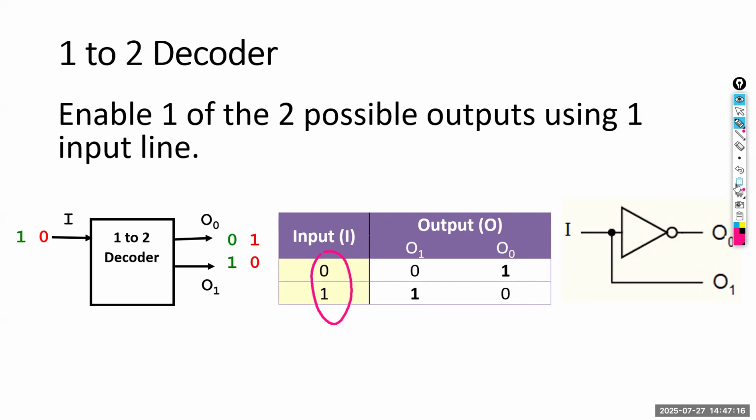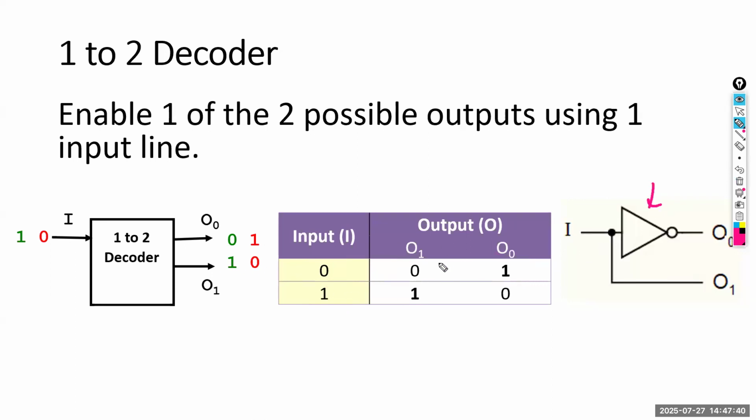Now when you look at the circuit, you will find that you can create a circuit so that when the input is 0, output 0 is 1 and output 1 is 0. And when the input is 1, we can create a circuit so that output 0 is now 0 and output 1 is 1. So how can we create this kind of circuit? Super easy. You just need a NOT gate.